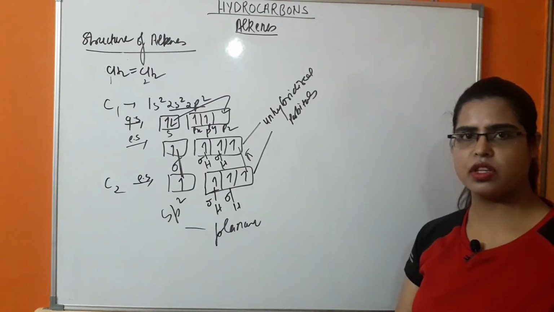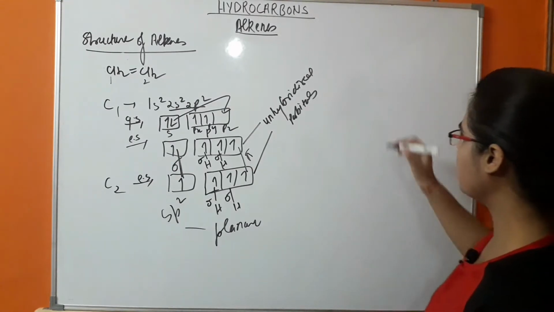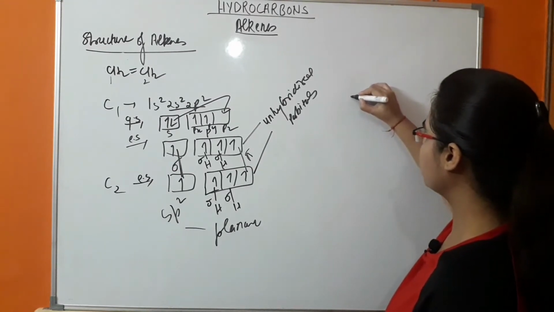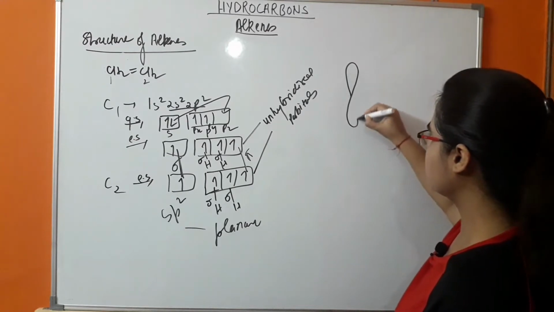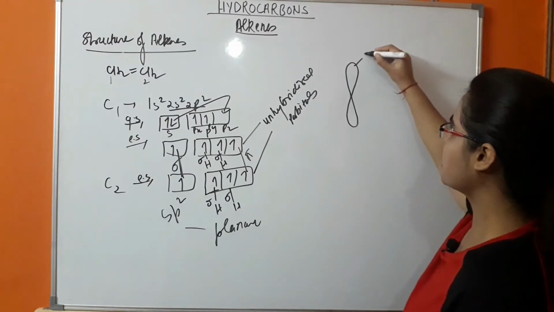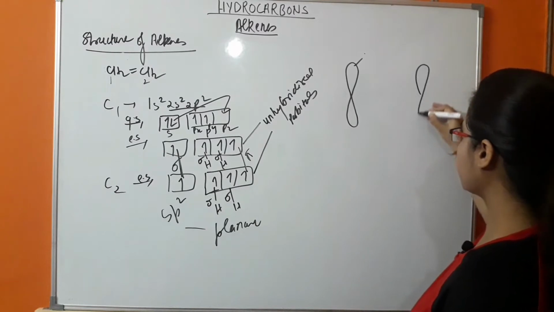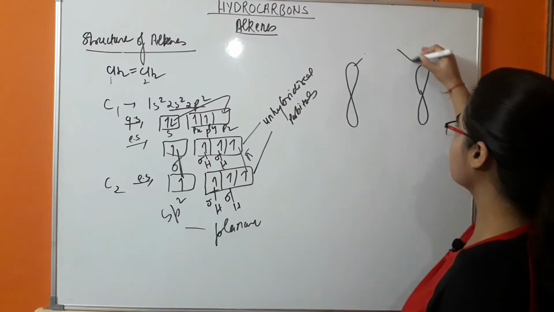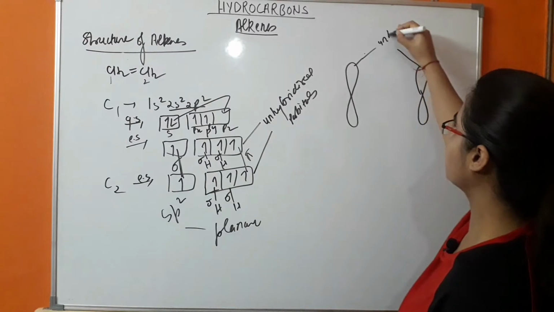So let's see the structure on the basis of hybridization. The first carbon's orbitals are represented. This is the p orbital, which is an unhybridized p orbital. This is the second carbon's p orbital, which is also an unhybridized p orbital.